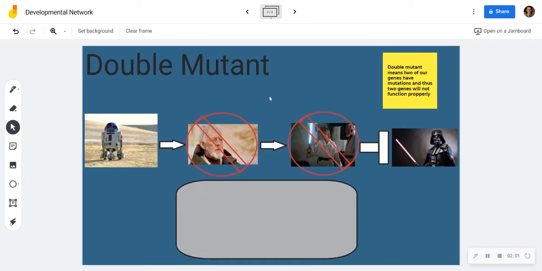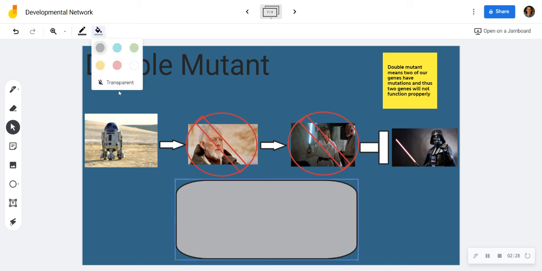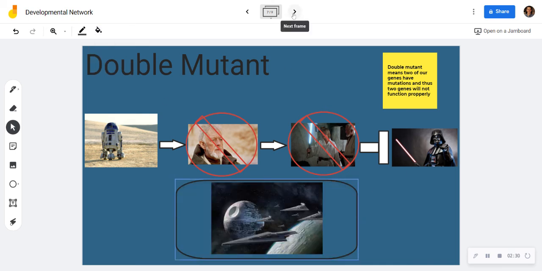Lastly, we'll look at a double mutant. Double mutant means two genes have mutations, and thus two genes will not function properly. So here, R2-D2 is free of mutations, but Obi-Wan has a mutation, which means he is not home, and Luke is unable to train in the Jedi way. So R2-D2 can try and come here, but he's not going to be able to go to the next step because Obi-Wan is defective. Luke is also defective, so he will not be able to defeat Darth Vader. So the end phenotype will be the Empire.